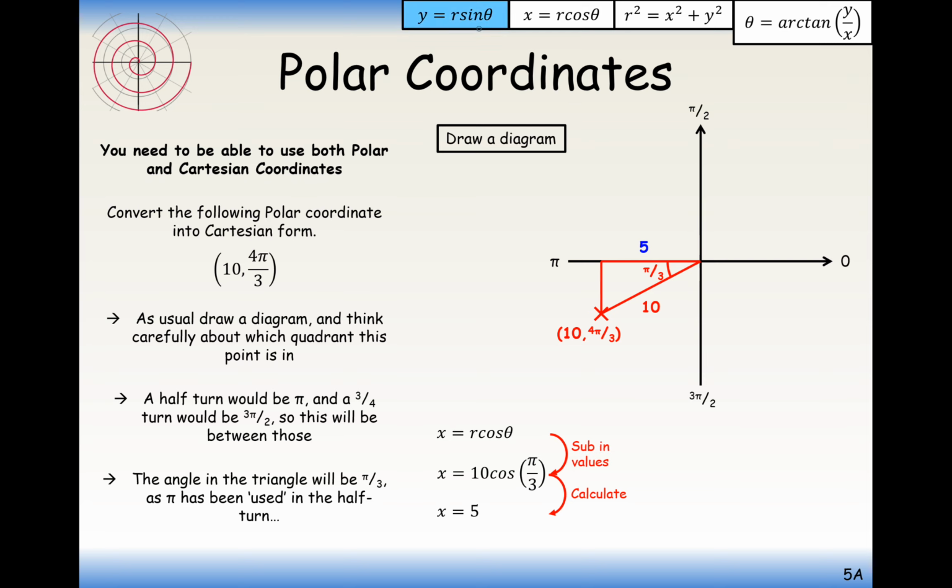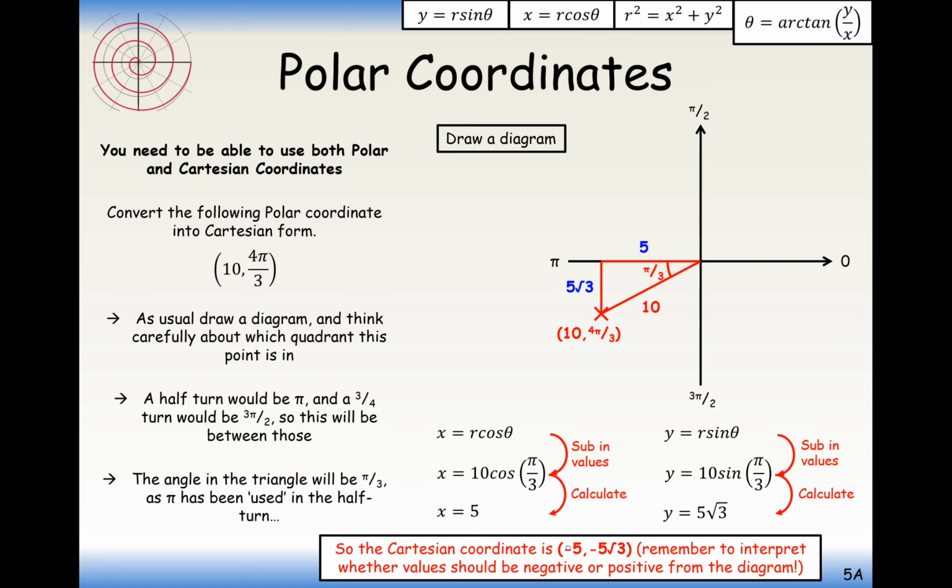And use y equals r sine theta again. Using 4 pi by 3 would be absolutely fine as well. Or you could use pi by 3 and just remember it's a negative value as well. So it's 5 pi by 3. So those are the two distances on this triangle. But remember that it's going to be both negative, so minus 5 root 3. Remember to interpret whether the value should be negative or positive from the diagram.